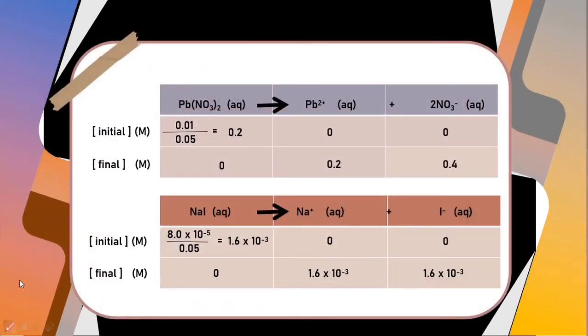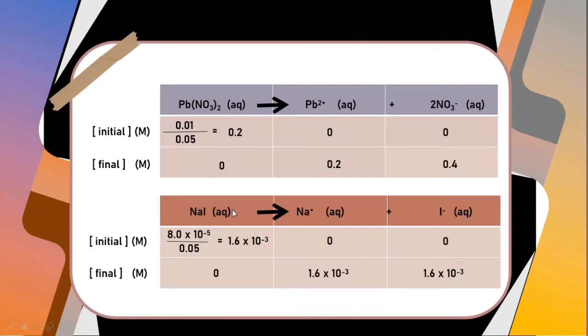Then, we form an equation of salt dissociation of lead(II) nitrate. The equation is Pb(NO3)2 dissociates into Pb2+ ion and 2NO3- ion. Form an ICE table from the equation, which consists of the initial and final concentration. To find the initial concentration of Pb(NO3)2, the number of moles is divided by the total volume of solution, so we obtain 0.2. Then, substitute 0.2 into the final concentration of Pb2+ ion and NO3- ion. But for NO3- ion, we multiply 0.2 by 2 since the coefficient of NO3- is 2, so we obtain 0.4.